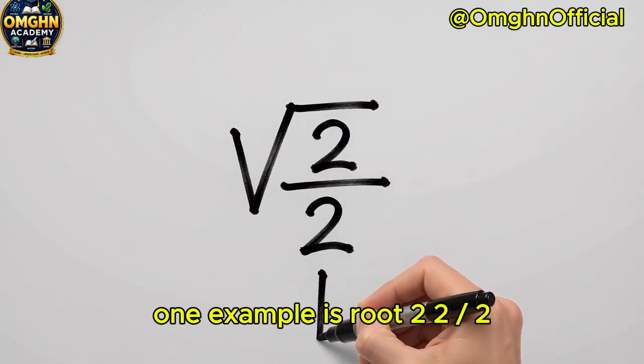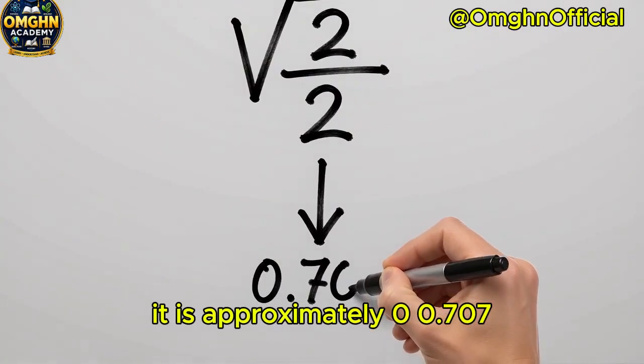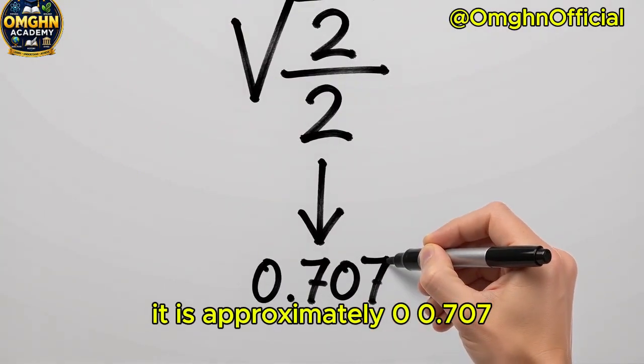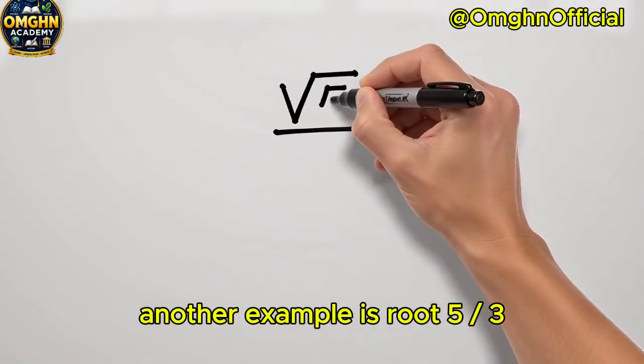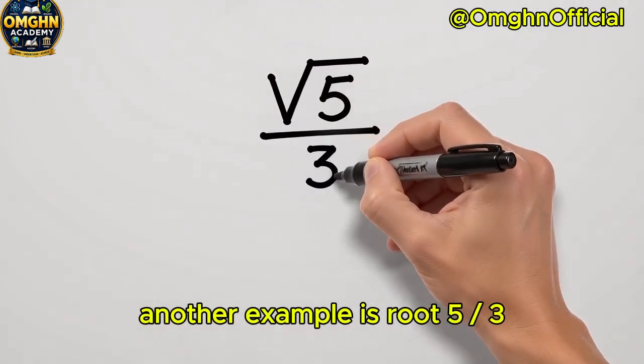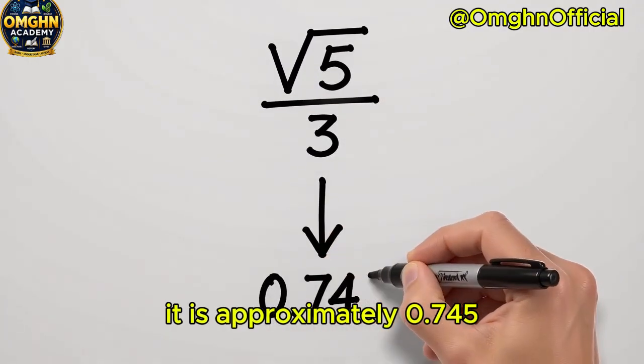One example is root 2 divided by 2. It is approximately 0.707. Another example is root 5 divided by 3. It is approximately 0.745.